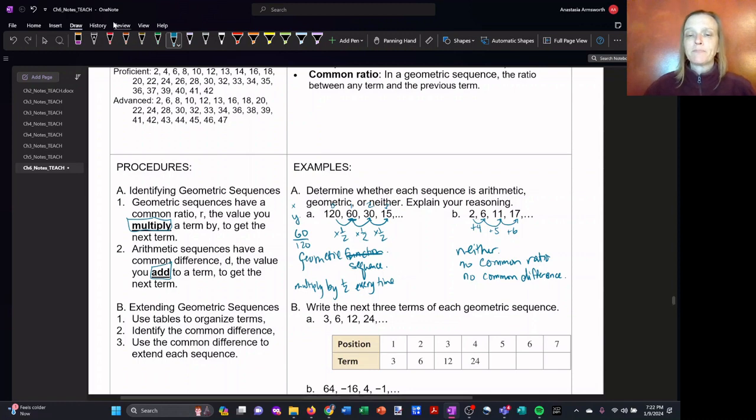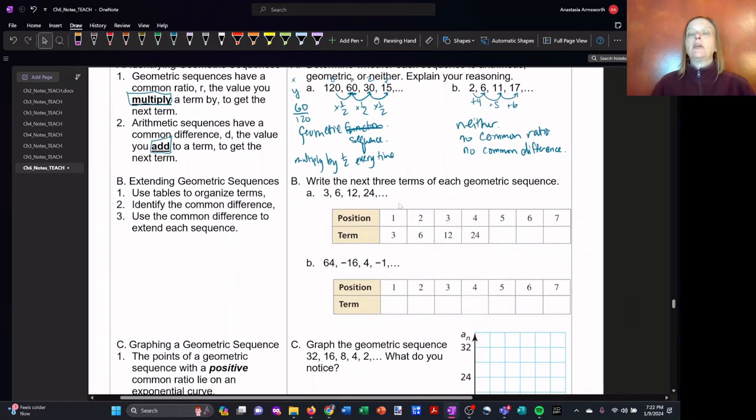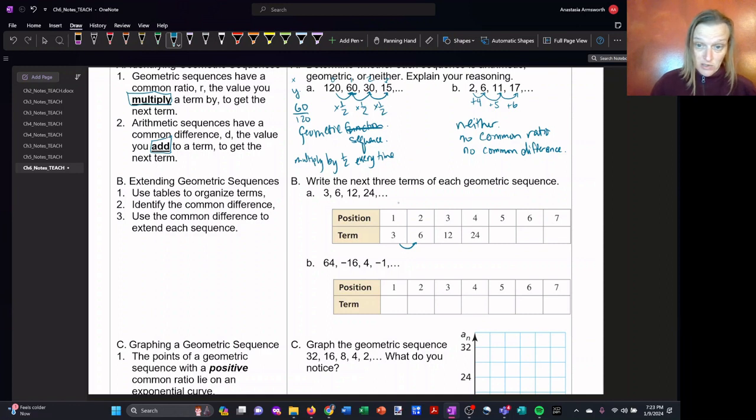That's why it's neither. All right, write the next three terms of each geometric sequence. So we're already told that these are geometric sequences. How do we extend the sequence to predict the next few terms? I do recommend using a table to organize the terms because it's neater and easier to see the pattern. I'm told this is a geometric sequence, so I can do 6 divided by 3 is 2. So this must be multiplication by 2.